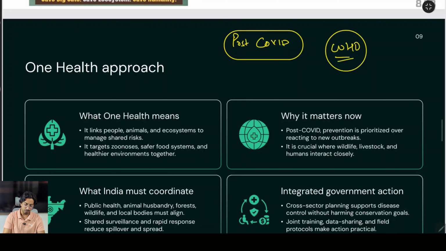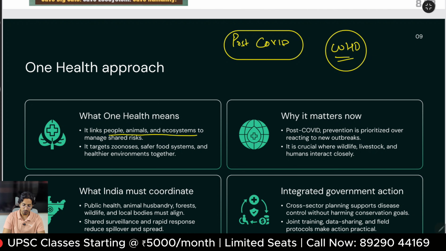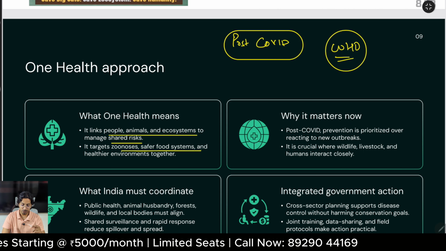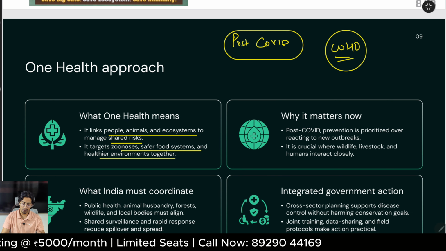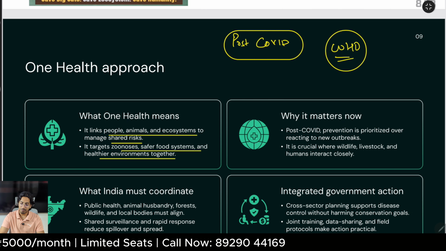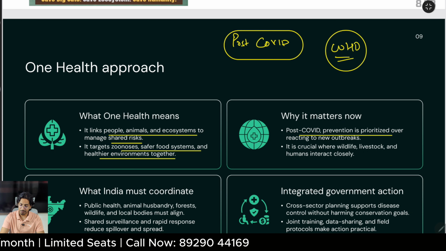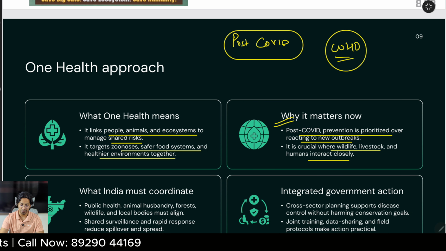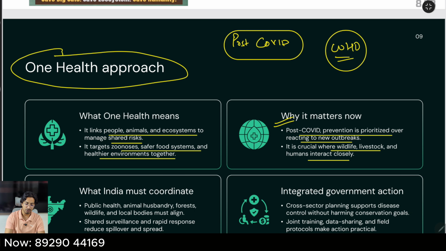So what One Health means: it links people, animals, ecosystem to manage shared risk. It targets zoonosis, safer food systems, and a healthier environment together. Why does it matter now? Post-COVID, prevention is prioritized over reacting to new outbreaks. It is crucial where wildlife, livestock, and humans interact closely. So this is why it matters. One Health Approach, you can mention this in your answers directly.